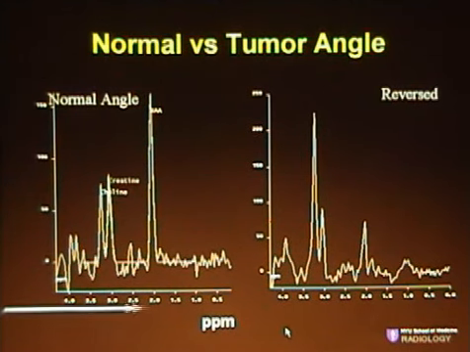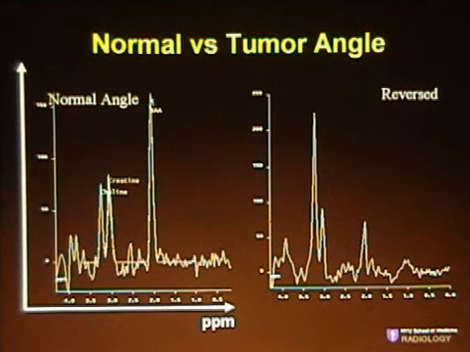So how do we then interpret the spectrum? Generally, we would look at NAA, choline, and creatine. This is a normal looking spectrum. This is what you would expect to see.